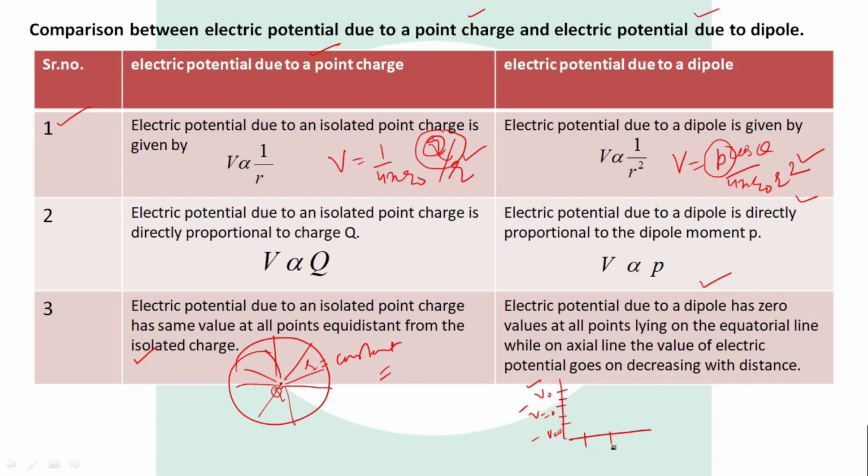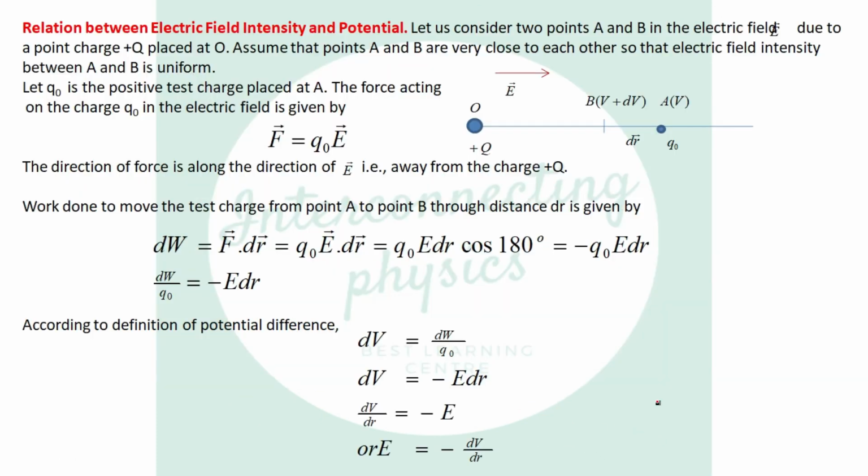But on the axial line, the potential decreases as the value of r increases. Okay. Now, the relation between electric field intensity and potential. It's a very important relation, and we have to derive here E equal to minus dV upon dr, the relation between electric field and electric potential.